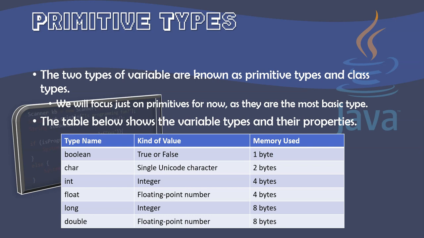We have chars, which are a single Unicode character. So like the letter a, let's say lowercase, would be a single Unicode character. If I had an uppercase A, that would be a different one. And again, those use 2 bytes. We have ints, I've already mentioned, those are integers. Those are 4 bytes. You have floats, also 4 bytes. Those are floating point numbers. Floating point numbers, remember, are decimals. We have longs, which are an integer. They're just really big integers that you might have to deal with. And those are 8 bytes. And we have doubles, which are, again, decimal numbers, 8 bytes.